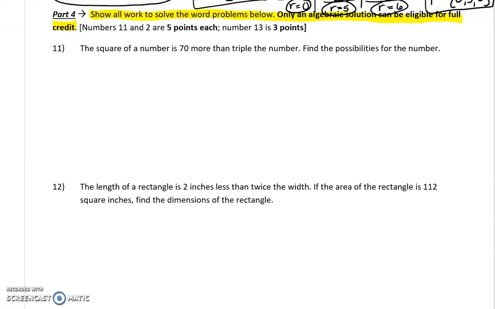So what we're trying to solve for is this unknown number. So I'm going to first use a variable to represent the number. I'm going to use x to represent what we're looking for. So I'm going to go through and translate piece by piece here. The square of a number, that's our number squared, or x squared, is indicates equals in this case.